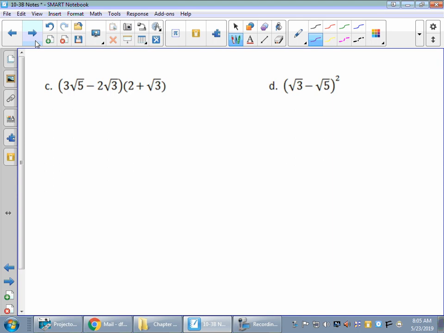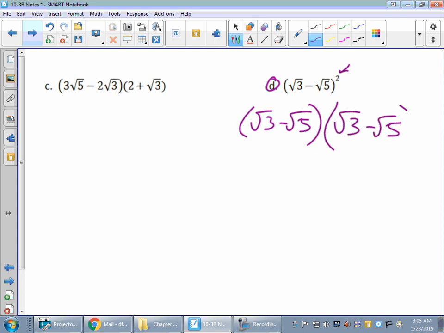Letter D. Okay, the big thing to look at on this one is notice that this squared means you're going to write it out twice. Okay, so let's go ahead and do that. You get the square root of 3 minus the square root of 5 times the square root of 3 minus the square root of 5. So that's what that squared means. So now it's basically a FOIL problem here.